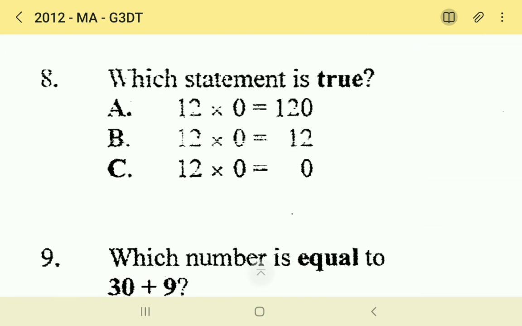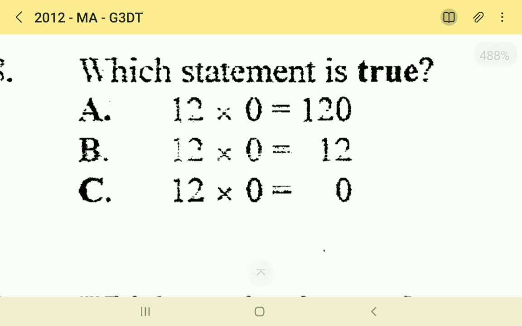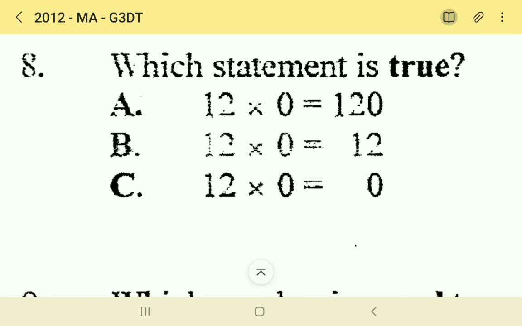Which statement is true? A says 12 times 0 is 120. B says 12 times 0 is 12, and C says 12 times 0 is 0. You tell me the answer for this one. 12 times 0 is what? You got it. 0.